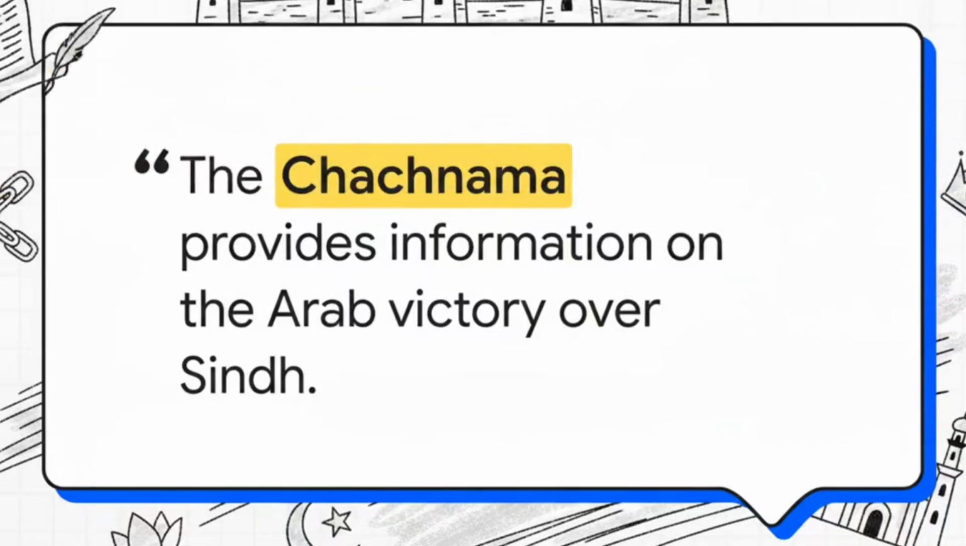Much of what historians understand today about this violent yet incredibly pivotal collision of cultures comes directly from the Chachnama. This Persian text chronicles the military strategies, the political betrayals, and ultimately how the Islamic Empire firmly planted its roots in India, forever altering the region's cultural and religious landscape.